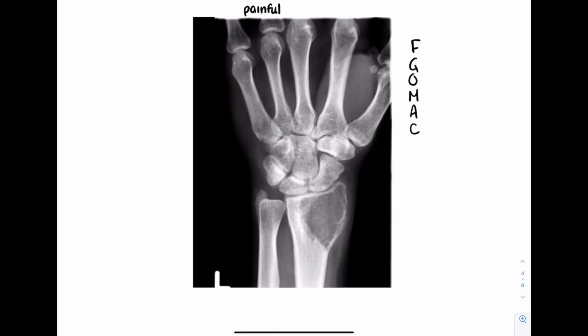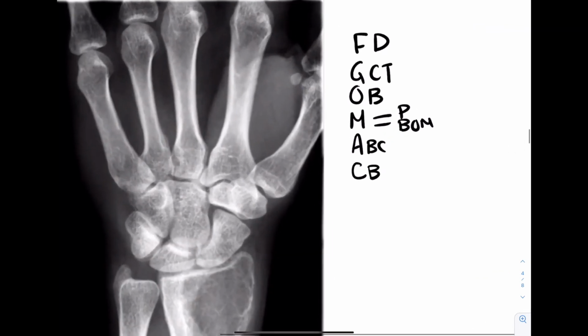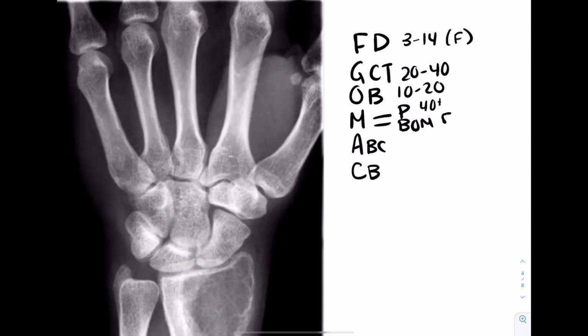Go back. Fibrous dysplasia, GCT, OB. I'm just going to leave the M. I'm just going to do P and BOM. Aneurysmal bone cyst, CB. Let's do our ages. Okay, so 3 to 14, you keep it forever. 20 to 40, 10 to 20, 40 plus, 50 plus, 3 to 20, 5 to 20.